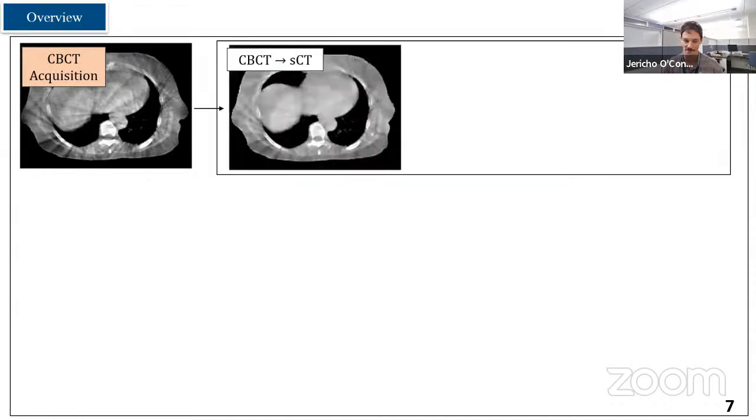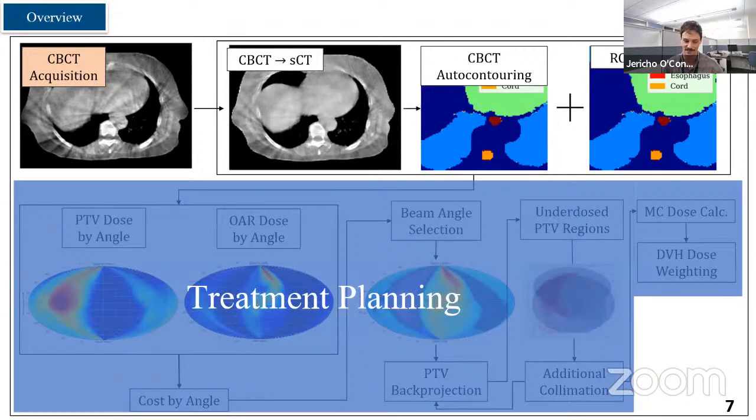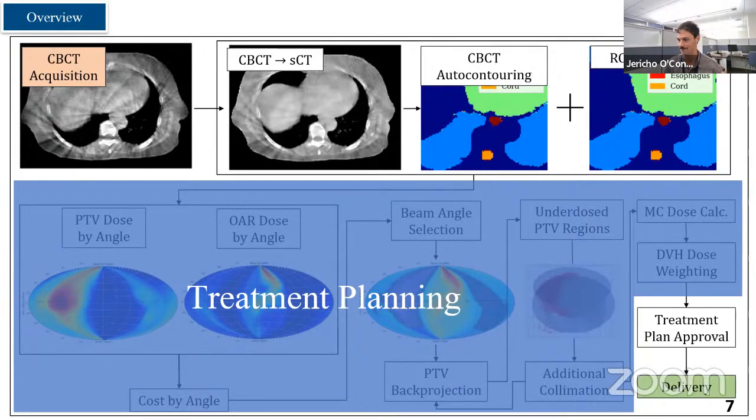And then you need some sort of augmentation to synthetic CT, because you can't really plan that well off of cone beam CT due to the streaking artifacts and non-uniformity. And then you'd have some auto contouring functionality based off of this, as well as radiation oncology contouring, and then all sorts of treatment planning that would happen, and then hopefully treatment plan approval and delivery. And we'd imagine doing this in one session.